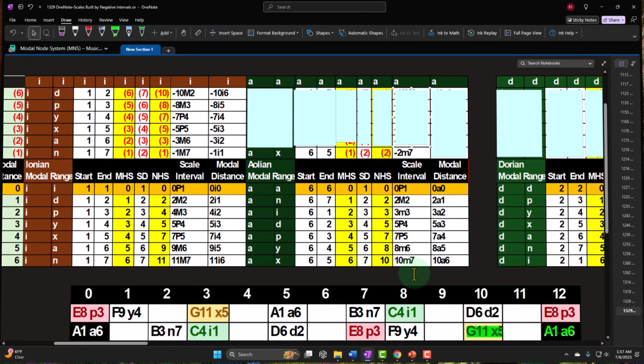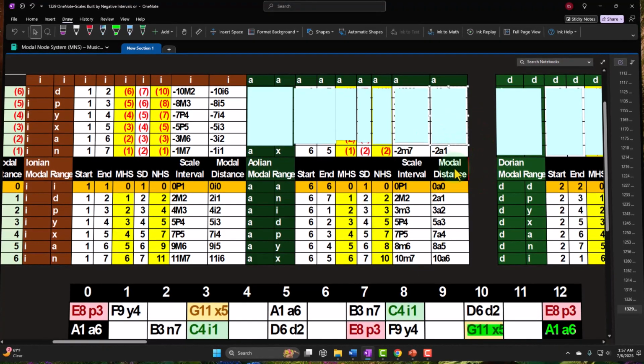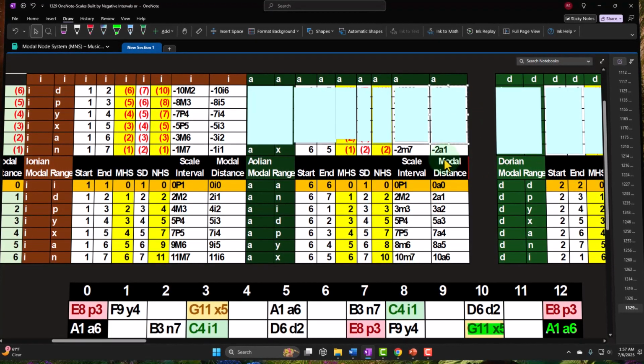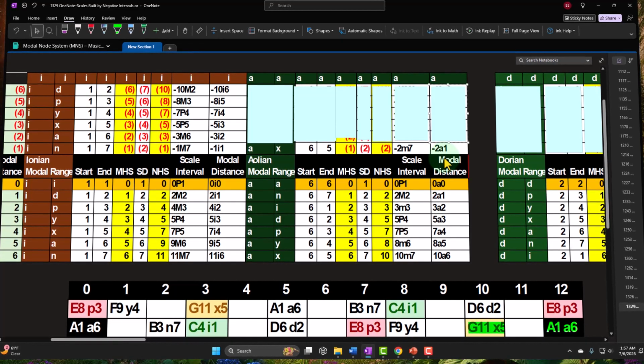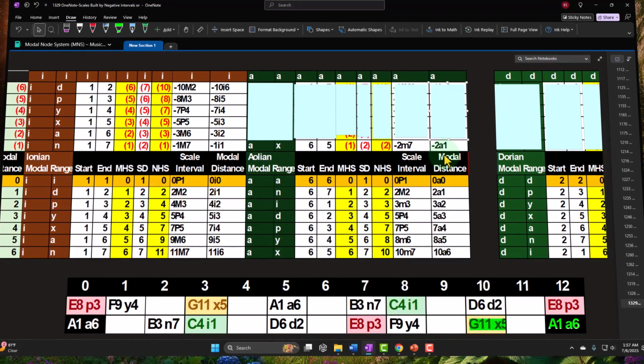Therefore, a minor 7 could be 10 forward or 2 in the counterclockwise direction, but it would be better called a -2 note away from the Aeolian node, negative first modal half step. So, negative 2 notes away from the Aeolian node, negative first modal half step.